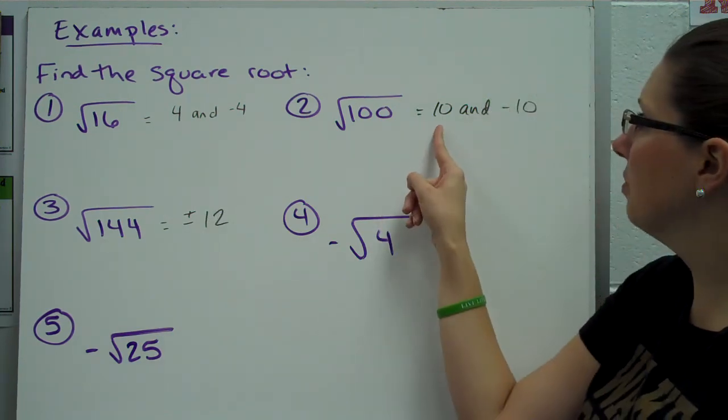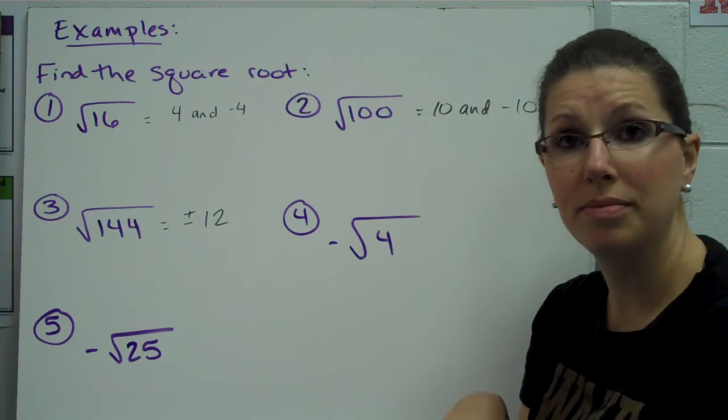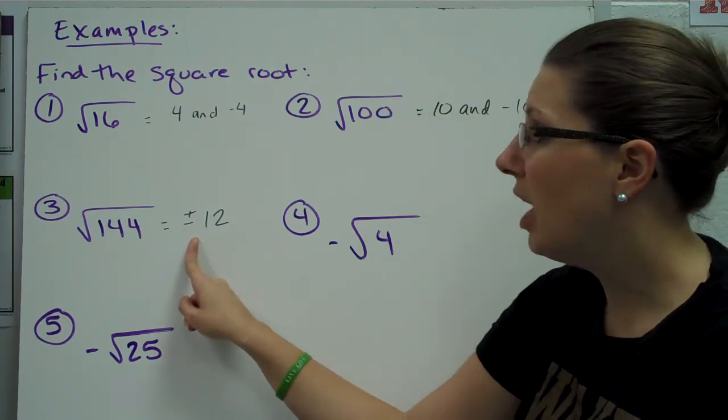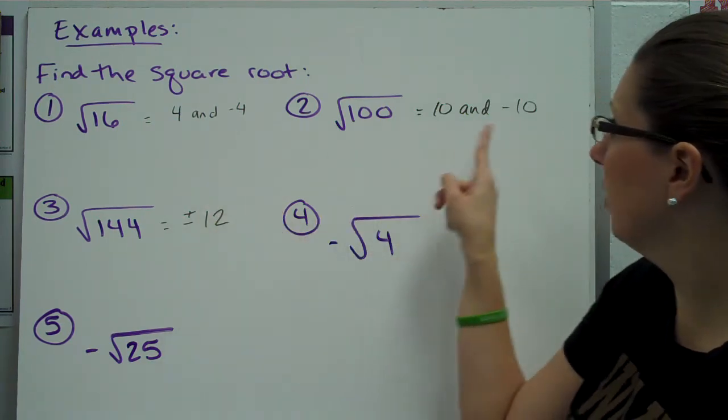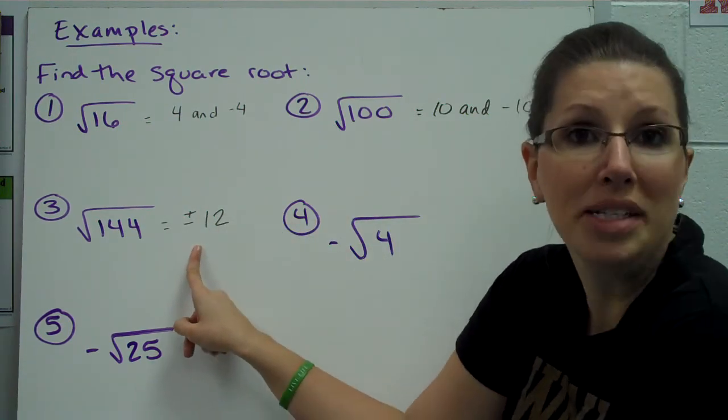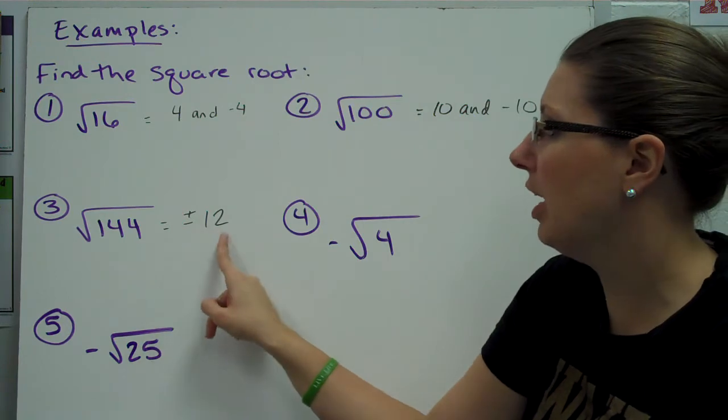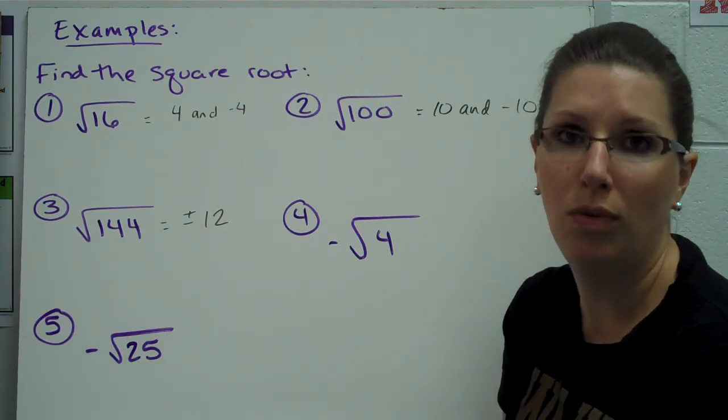Okay, did you get 10 and negative 10 for 100? And positive or negative 12. This is a different way to write basically what we wrote over here. It's just a different way. You might see that in the future. Positive or negative 12 is the answer to the square root of 144.